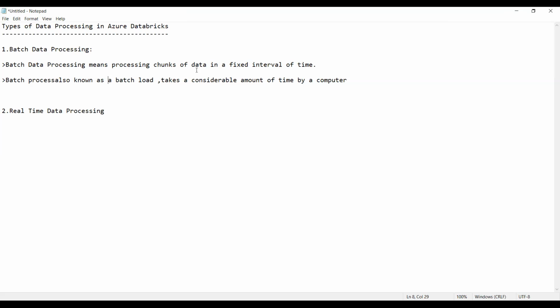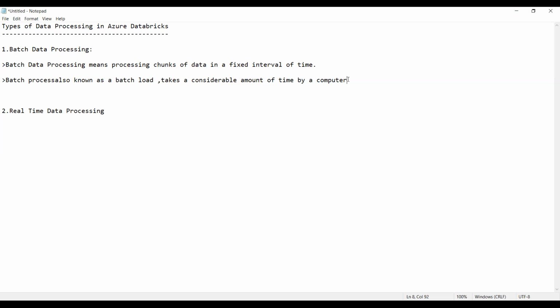So guys, basically when it comes to data chunks, whenever the data is allocated to the system, the system processes the data in the form of small pieces. That is called chunks. So the data is submitted in the form of small chunks.